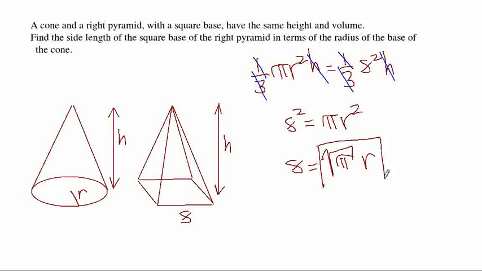Okay, so the side length of the square base must be bigger than the radius of the cone by a factor of the square root of pi. That's approximately 1.8 times r. Okay, so about 80% bigger. The side length of the square is about 80% bigger than the radius of the base of the cone.